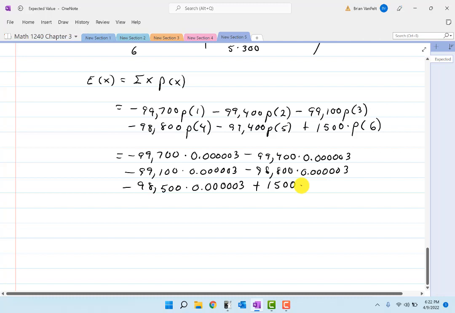Now, the probability that you won't die during this time is 1 minus 0.000003. Now we'll just run these through the calculator. I'm going to do a little bit of simplifying though. You notice the 0.000003, well, 5 zeros and a 3, was multiplied to all those negative numbers. So I'm going to go ahead and strip it out.